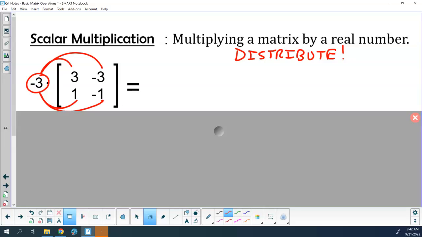So 3 times negative 3 would be negative 9. Negative 3 times negative 3 would be positive 9. Negative 3 times positive 1 is negative 3. Negative 3 times negative 1 is positive 3. And there is your resultant.